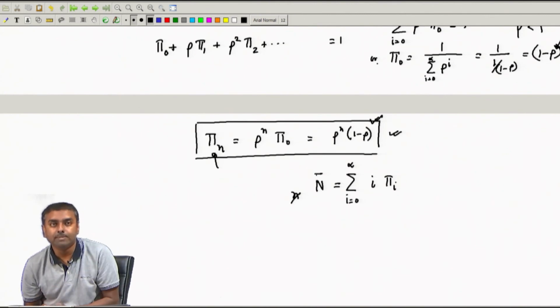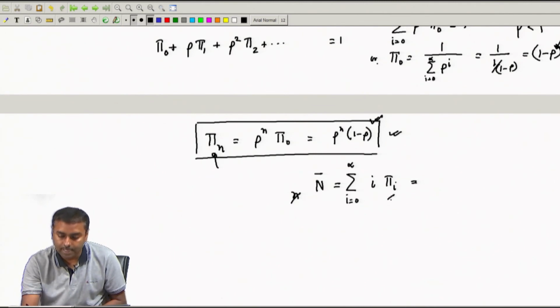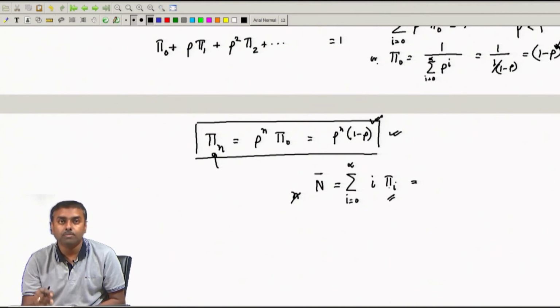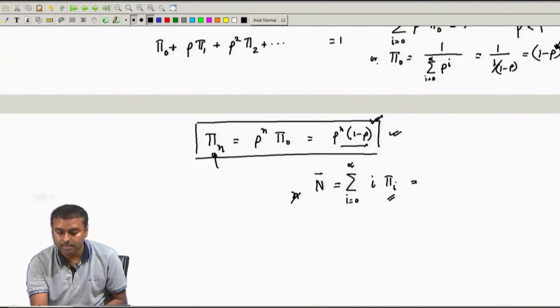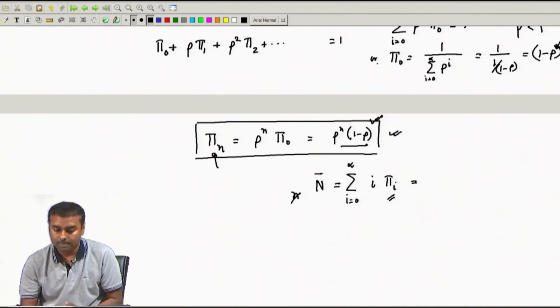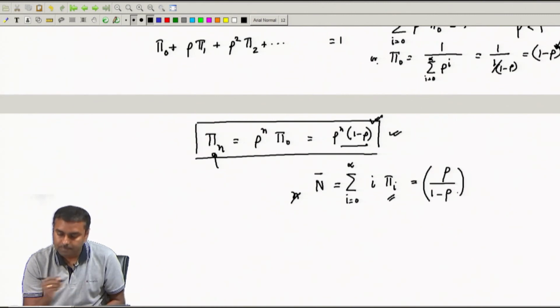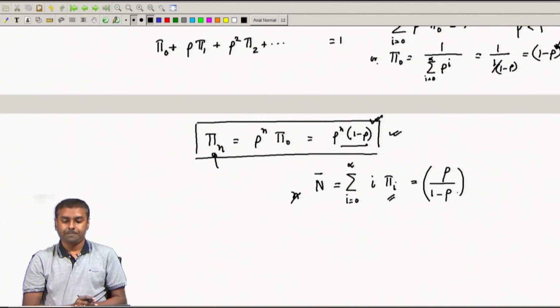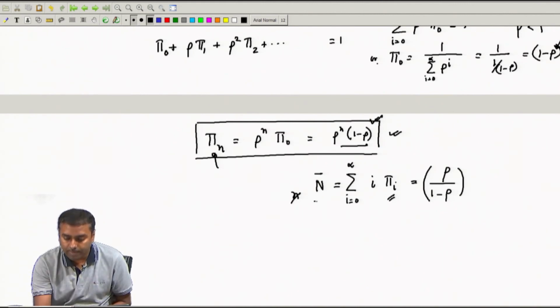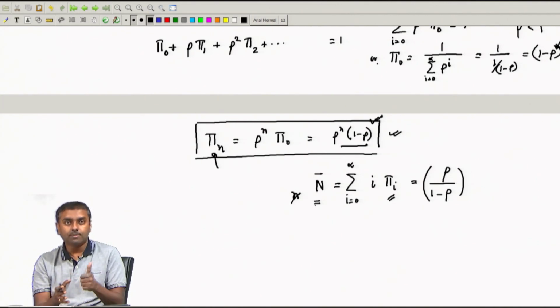This is very easy, you have done that in your 12th standard math. So, this summation can be easily calculated. You just replace pi i with rho to the power i pi 0, and pi 0 you can put as 1 minus rho, so pi i is rho to the power i times 1 minus rho. You put that and then you do that summation and the basic formula will come down to be n bar. Okay. So, once I know n bar, I know the average number of customers in the system.